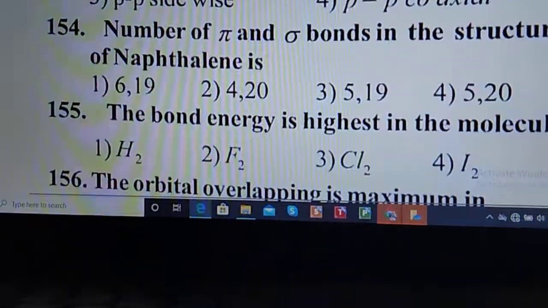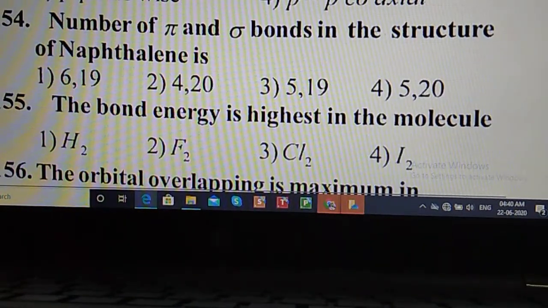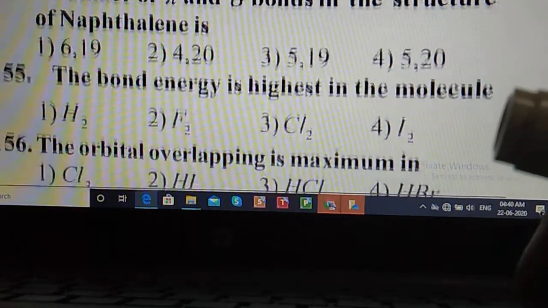What option is matching from the slides? So the number of pi and sigma bonds in the structure is 5 and 19. So option number 3 is the correct option, student. Now let us move on to question number 155.